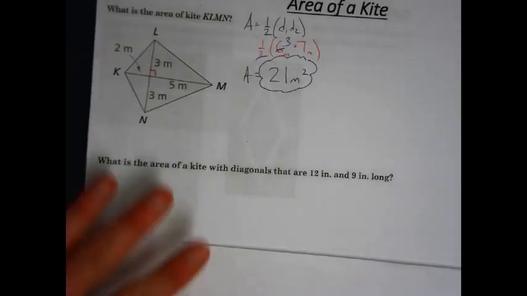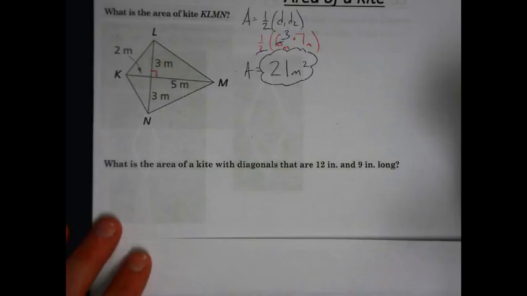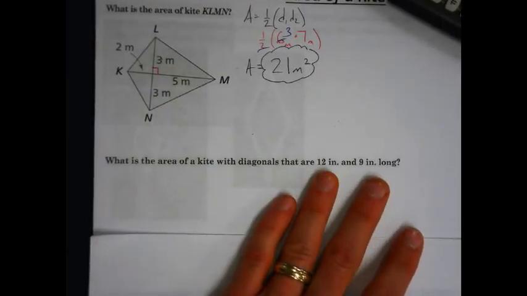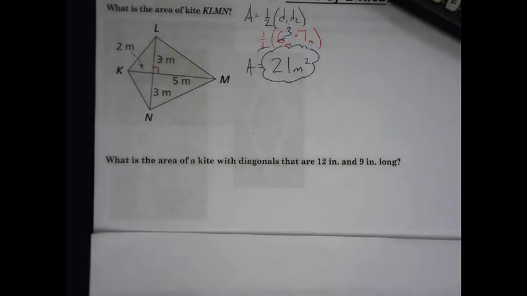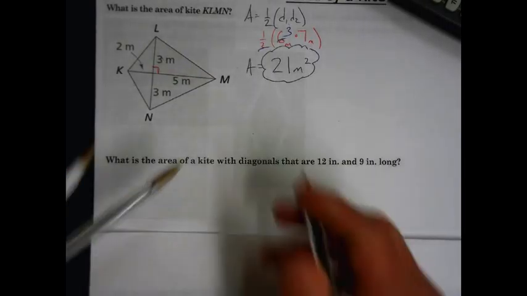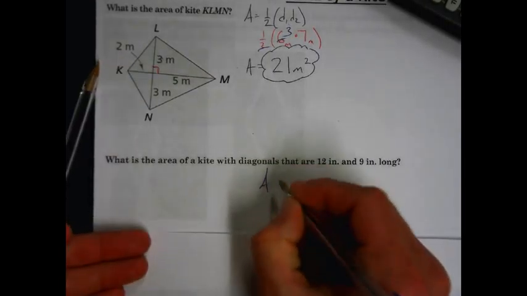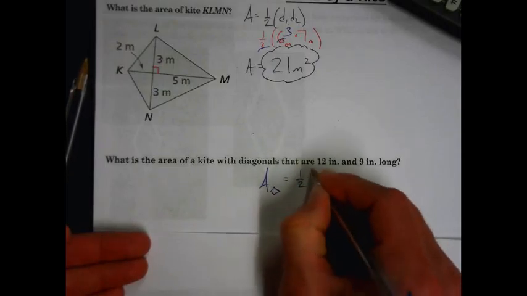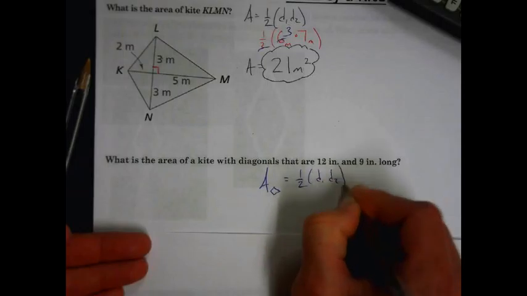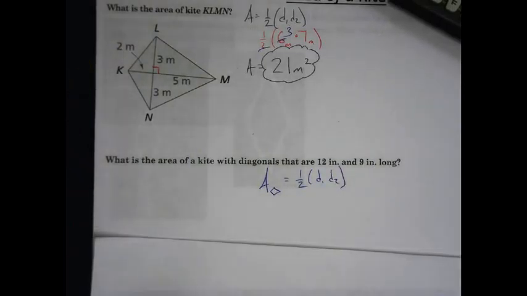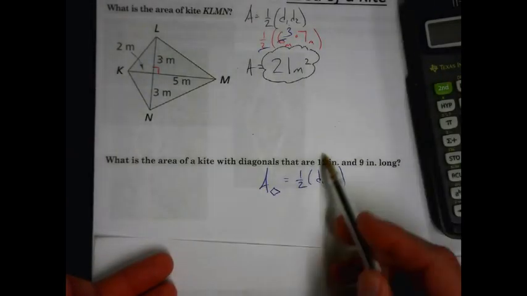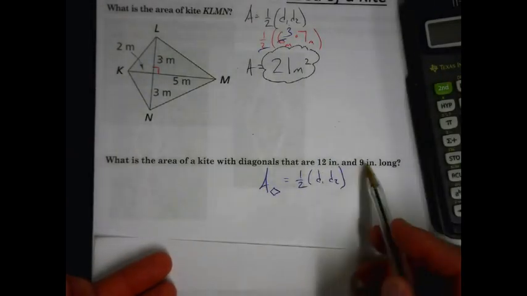Can it be that simple all the time? Well, let's find out. What's the area of a kite with diagonals that are 12 inches and 9 inches long? Did I seriously just give you this? Yes, I did. So you got to be careful. The area of a kite is equal to 1/2 the product of the diagonals. So seriously, multiply 12 times 9, divide by 2. Perfect. Or mental math: half of 12 is 6.